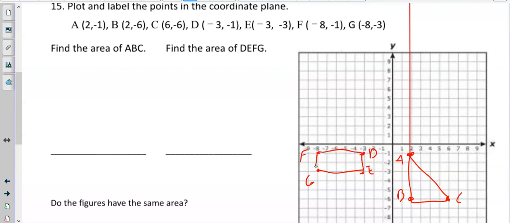Now we're finding the area of ABC. Now that's a triangle, so area is 1/2 base times height. DEFG is a rectangle, so the area is length times width. So I'm going to count. I don't need a distance formula. I can simply count. My length is 1, 2, 3, 4, 5.